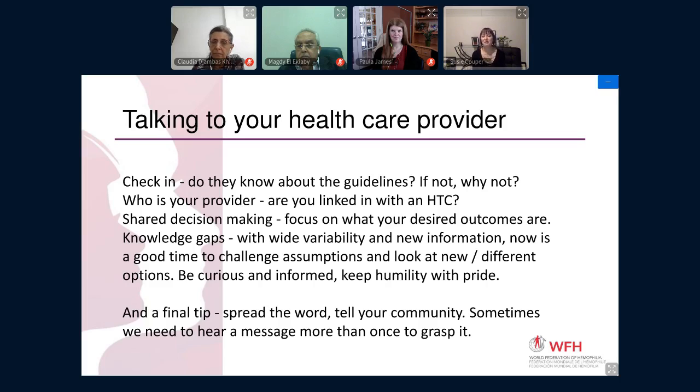And a final tip, and this is a really important part, because not everybody can come along into the summit. Spread the word, tell your community, and remember that sometimes we need to hear a message more than once to grasp it.